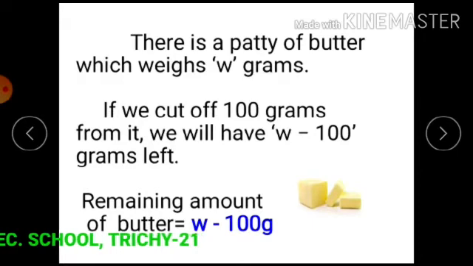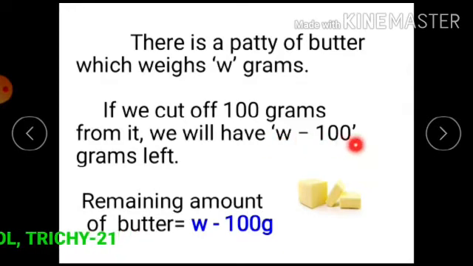Example 3. There is a patty of butter which weighs w grams. If we cut off 100 grams from it, we will have w minus 100 grams left. So, remaining amount of butter expressed in terms of algebraic statement is equal to w minus 100 gram.